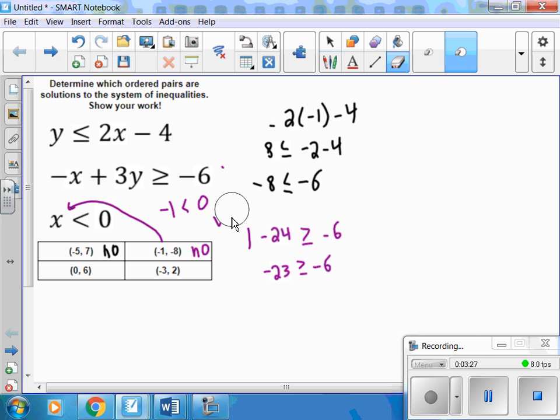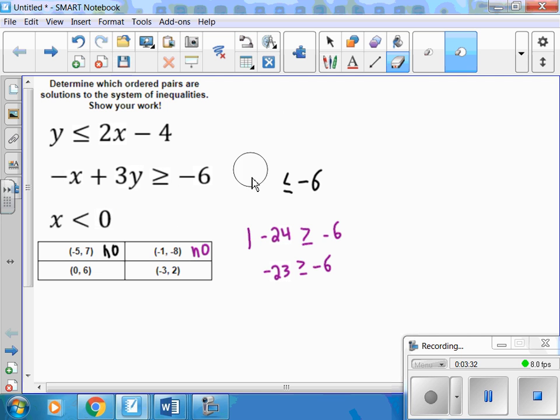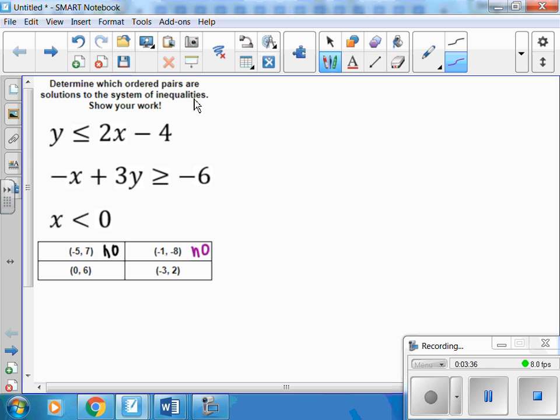Right, next we're going to attempt 0, 6. So for 0, 6, we're going to plug 0 in for x and 6 in for y. We're going to start with the top. So 6 in for y, less than or equal to 2 times x. Well, x is 0, so 2 times 0 is 0, and then minus 4. So you have 6 is less than or equal to -4. 0 minus 4 is -4. That is not true, so it doesn't work there.